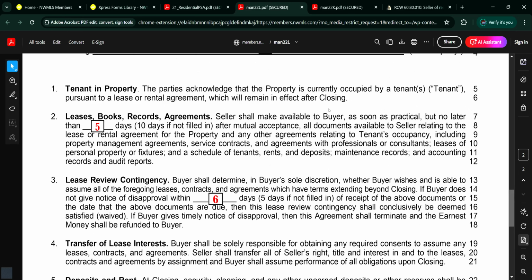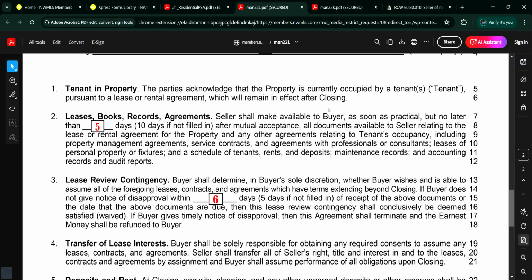Lease review contingency. Buyer shall determine in buyer's sole discretion whether buyer wishes and is able to assume all of the foregoing leases, contracts, and agreements which have terms extending beyond closing. If buyer does not give notice of disapproval within 5 days, if not filled in, of receipt of the above documents or the date that the above documents are due, then this lease review contingency shall conclusively be deemed satisfied unless waived. Or satisfied or waived. If buyer gives timely notice of disapproval, then this agreement shall terminate and the earnest money shall be refunded to buyer.